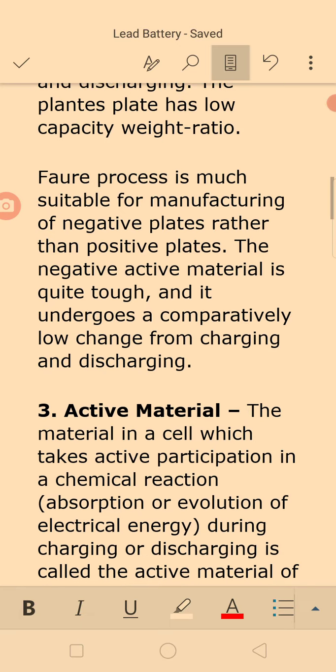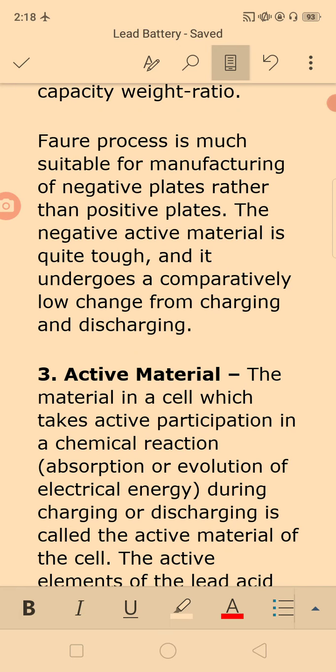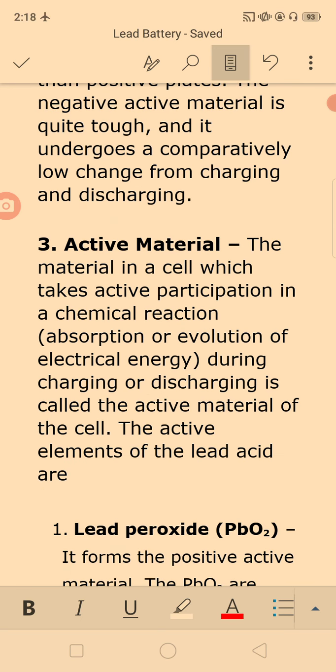Dear student, the third component is the active material. The material in the cell which takes active participation in the chemical reaction, converting chemical energy into electrical energy during charging and discharging, is called the active material of the cell.